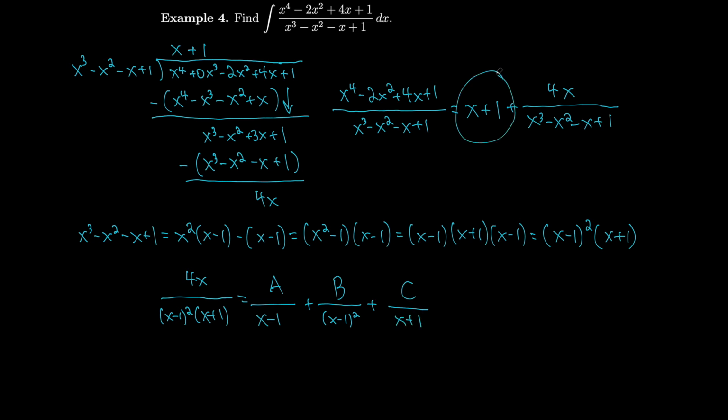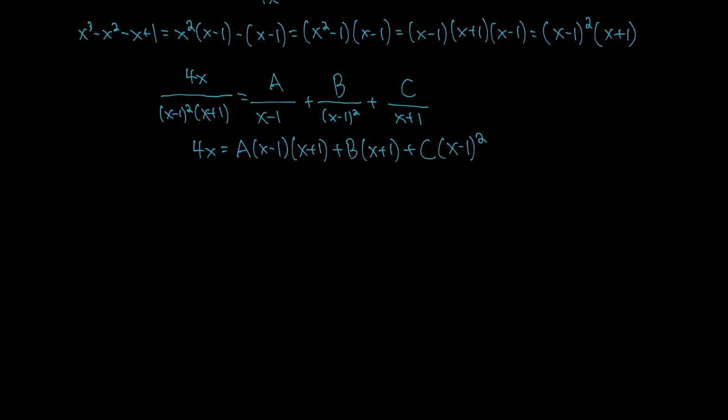Notice I'm not worrying about this right now, because that's easy to integrate. Integrating x squared over 2, integrating 1 is just x, but integrating this is the pain, so this is the only thing I'm bothering decomposing. So multiplying through by the denominator, we get 4x is all that's left on the left, and we get A times x minus 1 times x plus 1, because one of the x minus 1's cancel, so I have 1 left, and then B times x plus 1, and then C times x minus 1 squared.